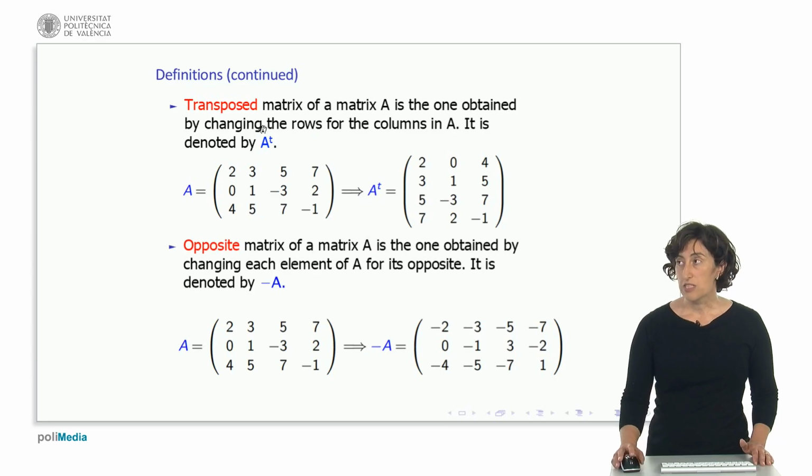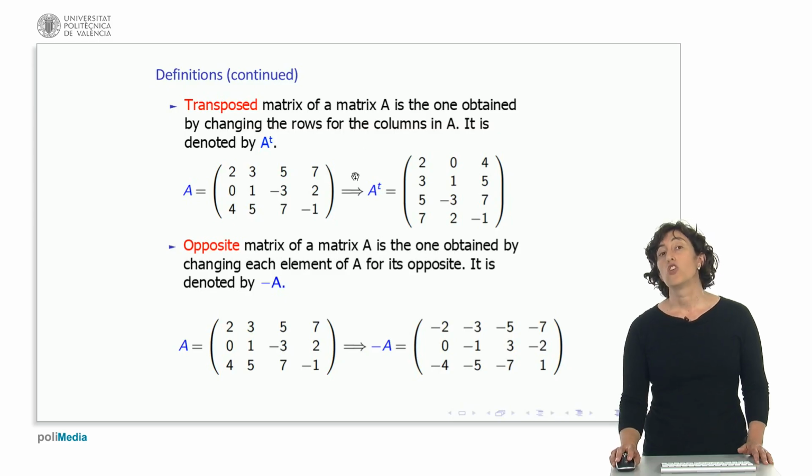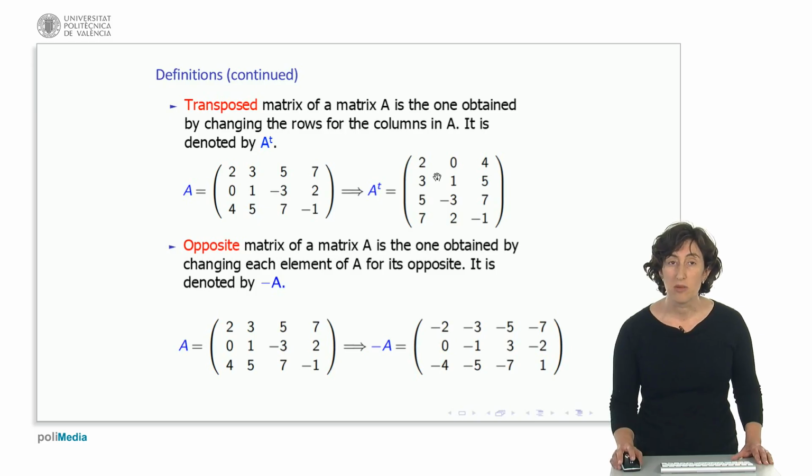The transpose of a matrix A is obtained by interchanging the rows and the columns of the matrix A. I mean, if I have this matrix A that has 3 rows and 4 columns, to build its transpose I simply have to put the first row as the first column, the second row as the second column, and the third row as the third column, which is going to have 4 rows and 3 columns. That is what we call the transposed matrix of a matrix A.